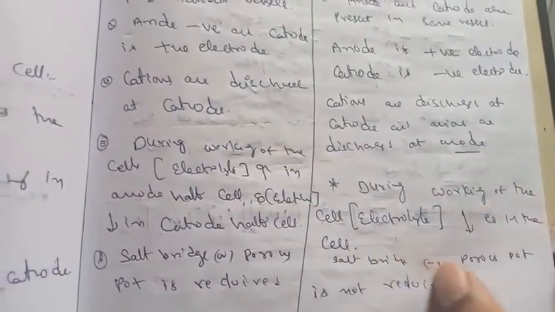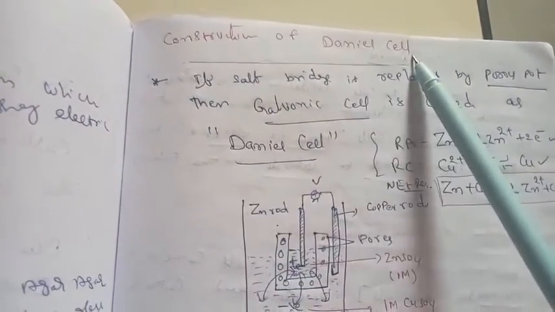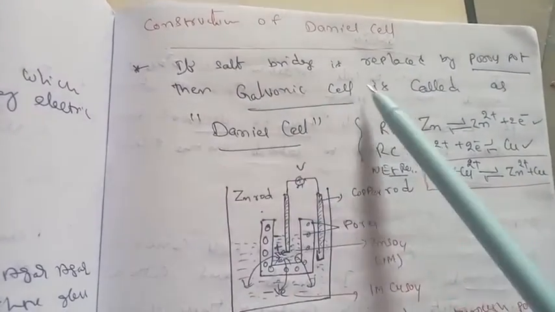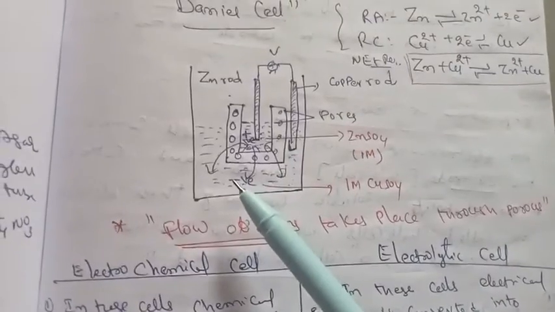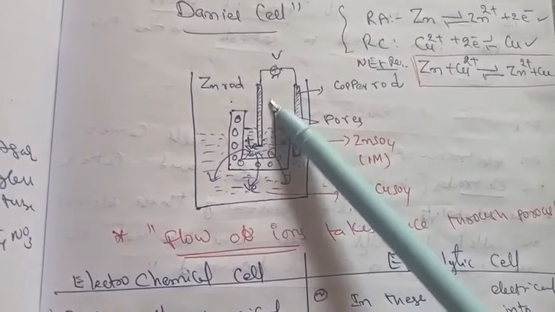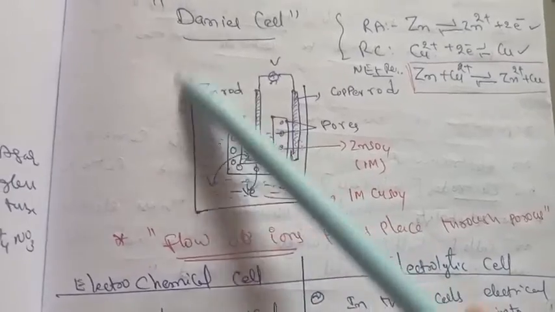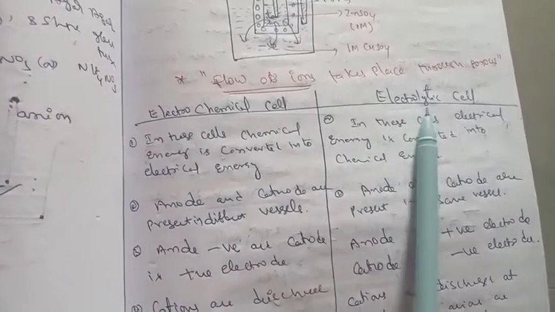This is the typical construction of the Daniell cell. If the salt bridge is replaced by a porous pot, then the galvanic cell is called a Daniell cell. The reaction is the same. This is the typical diagram of the Daniell cell, where you can see the zinc metal and the porous pot, and everything else is the same.